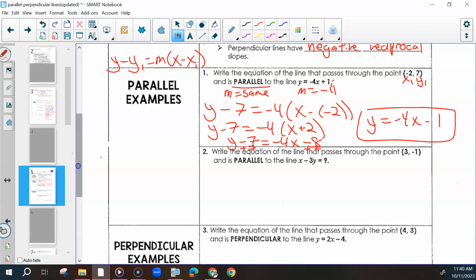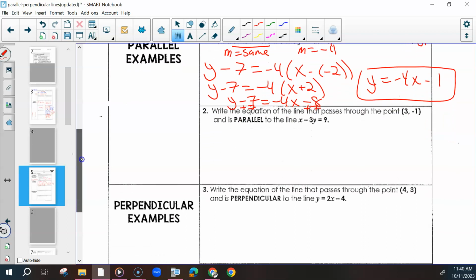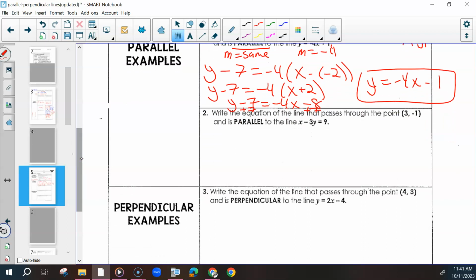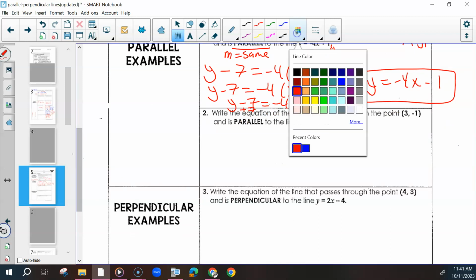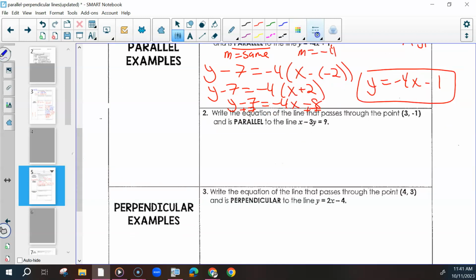Alright, we're going to do another one of these examples, but in this case, the equation given is not in slope-intercept form. So we have to get it in slope-intercept form first. Same as before, we have to write an equation. This is our x1, this is our y1. Parallel, the slope has to be the same. But right now, we cannot say what the slope is. We don't know what it is. We have to solve it.